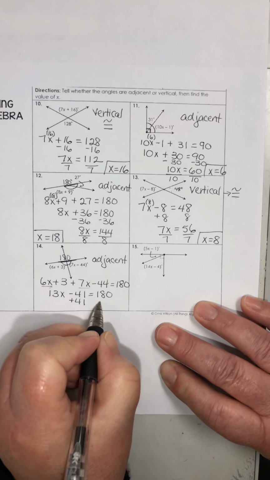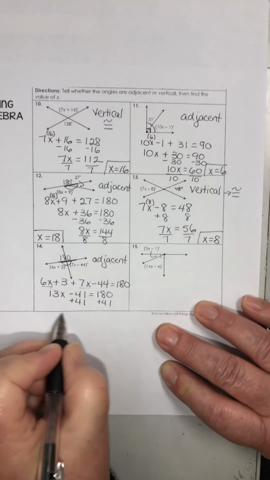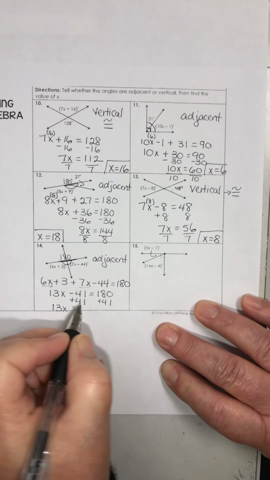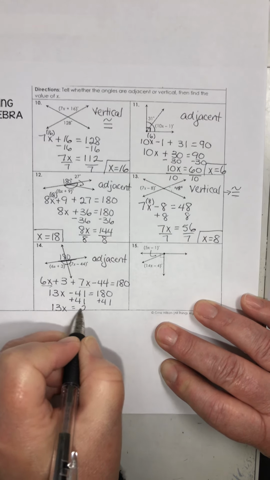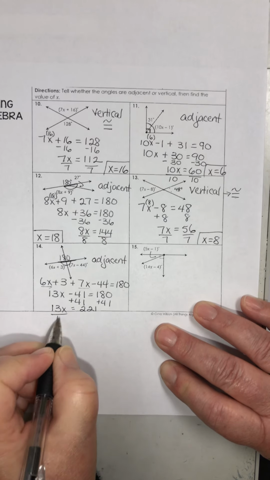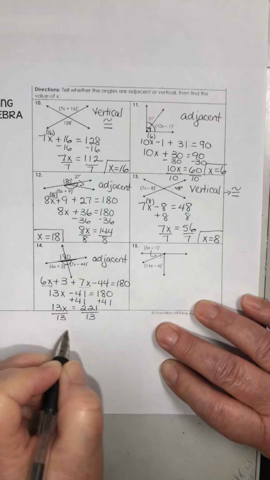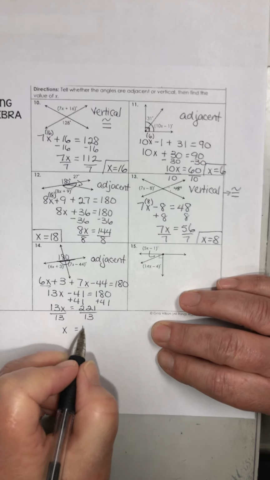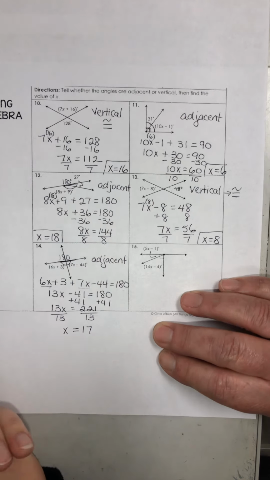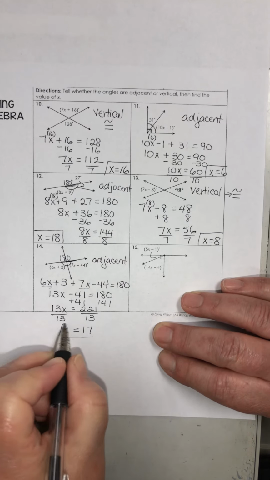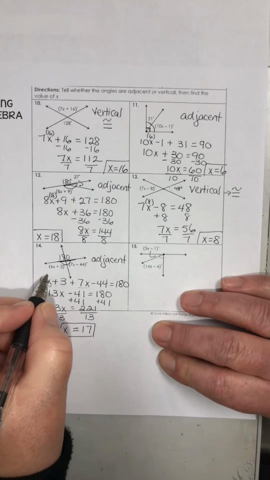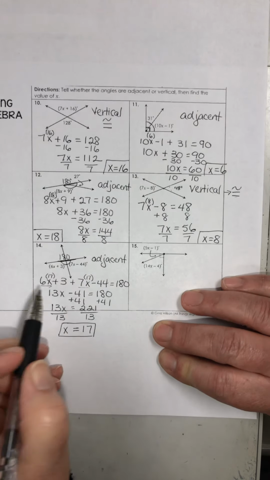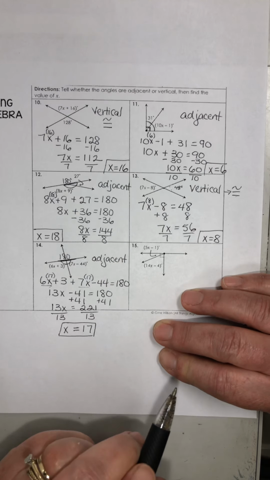Add 41, add 41, 13x equals, add these together, you get 221. Divide out the 13. And my calculator says 221 divided by 13 is 17. Okay, and so if I put that 17 back in for x and for x, and I combine all these, I should get 180.